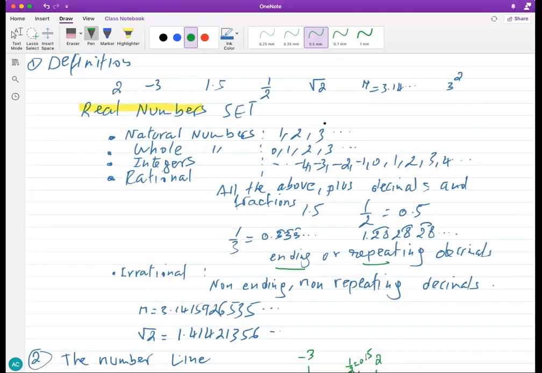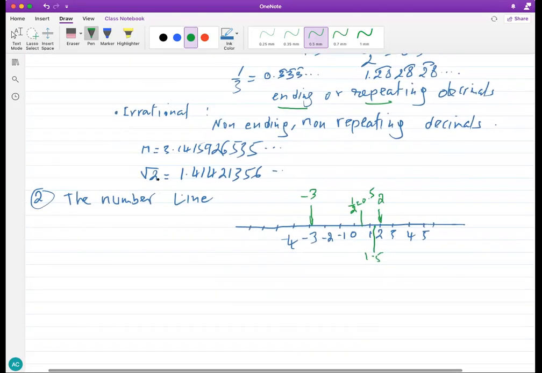And radical 2 is here, 1.41. So 1.41 would be between 1 and 2. But closer to which number is it? Closer to the 1 or to the 2? 1.41. So it's 1.4, it's less than 1.5. It's going to be somewhere here, right before 1.5, because 1.5 is higher. 1.4 right before that, so radical 2.